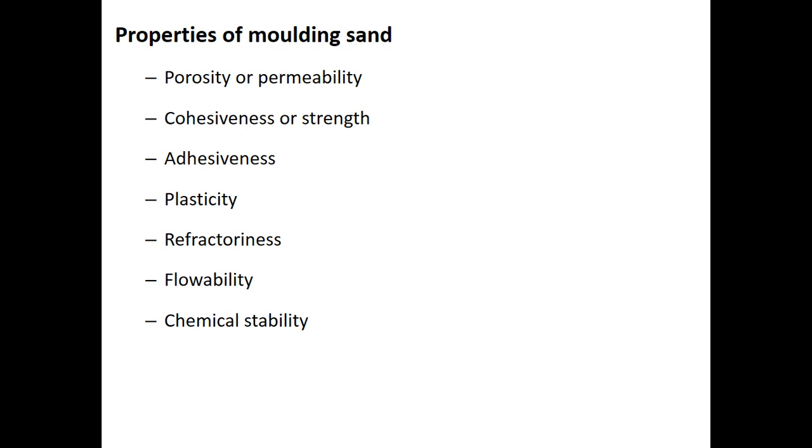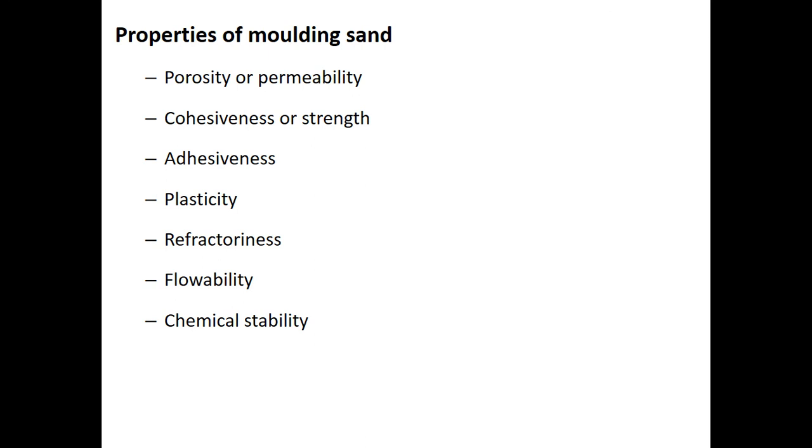So this property of sand is called the permeability or porosity. If the sand does not have sufficient permeability, then the gas will be entrapped in the liquid metal and may form some kind of defects. So how can you improve the permeability? Do a soft ramming. You might have done ramming to make the mold. Do a soft ramming, and if you add some clay content, it can improve the permeability. So that is porosity or permeability. The sand should be permeable.